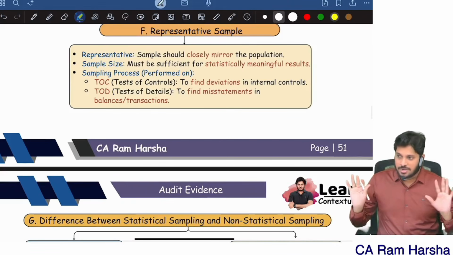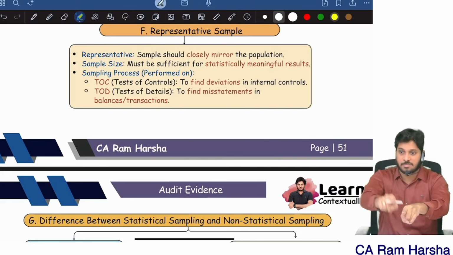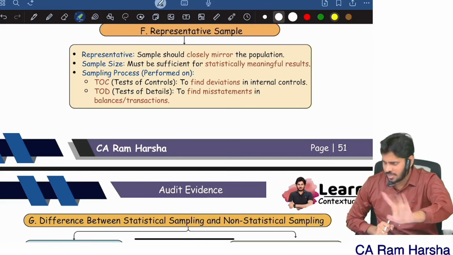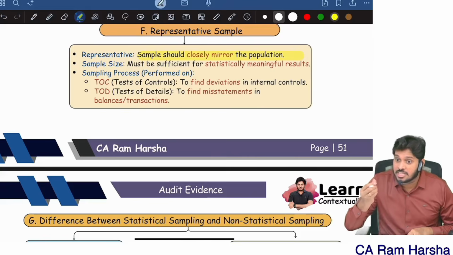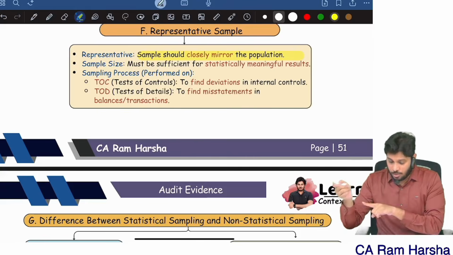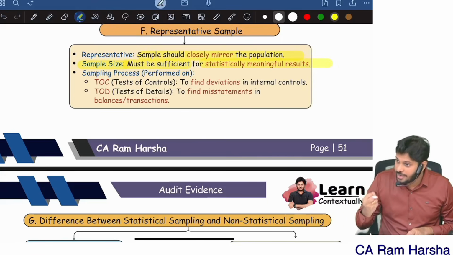Then ultimately, whether you follow statistical or non-statistical, all that is unnecessary. Your sample must represent all the characteristics of the population, where the sampling risk will be low. Yes or no? So a representative sample should be mirroring the population. Sample should closely mirror the population, represent the population. Sample size must be sufficient so that you will get a meaningful result.